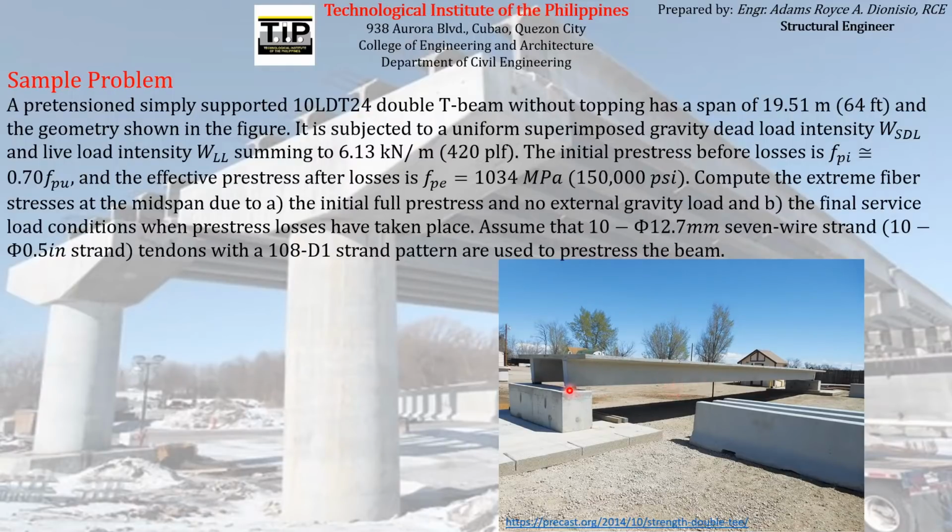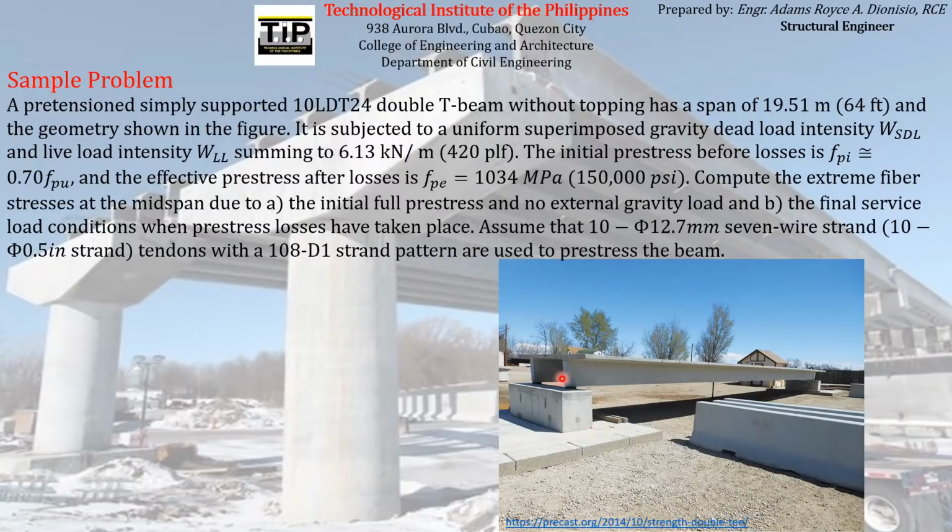So this is the simply supported pretension 10 LDT 24 double T beam. So you can see here that there is an image of double T, two T's. That's why it's called double T beam without any tapping, and has a span of 19.51 meters or 64 feet. So the geometry of the section will be shown later.